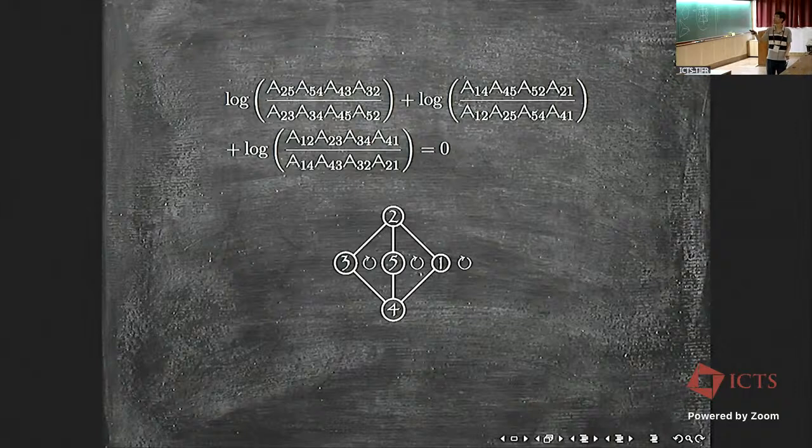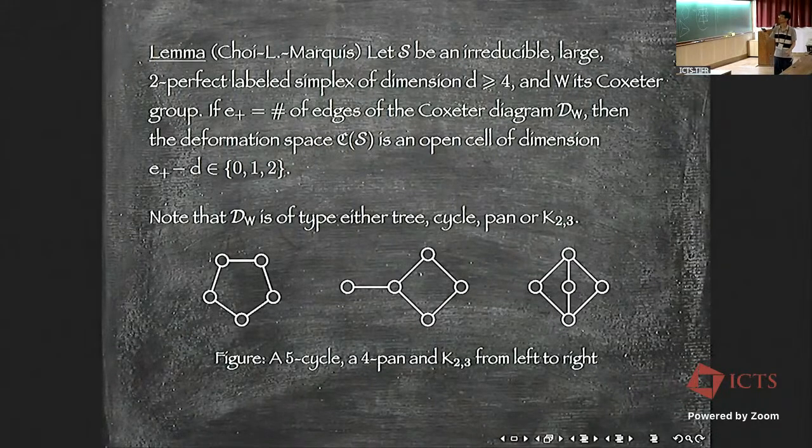In any case, you can see that there are 3 variables, but the 3 variables have 1 relation. So in this case, it has a 2 parameter space. My point is that the deformation space of the labeled simplex, you can easily describe using Cartan matrices or the cyclic products.